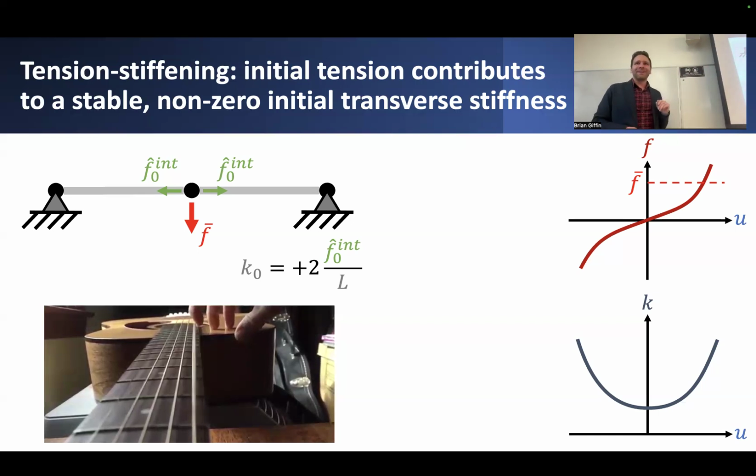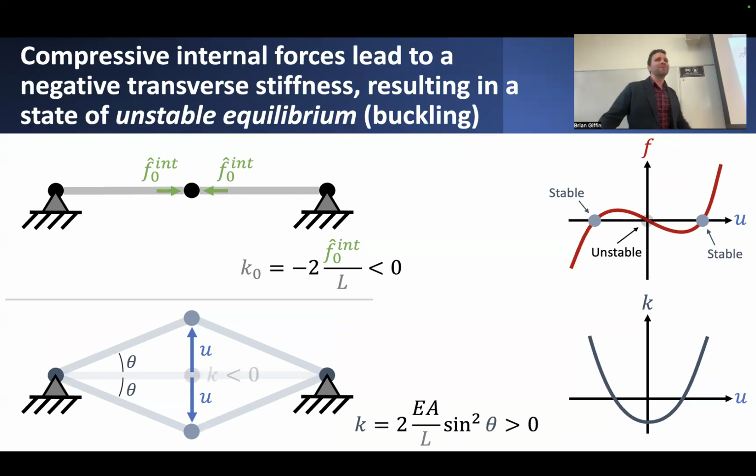Now, if you're running with geometric nonlinearity and you have this tension stiffening effect, then the system actually is inherently stable to begin with. That's really important, especially if you're trying to model structures that have cables. But what happens if the opposite were to be true? What if instead of putting some initial tension in this system, we put it into an initial state of compression? So consider yet again the same example, but let's suppose that rather than stretching that string a little bit, we tried to compress it, put it into some initial state of compressive force.